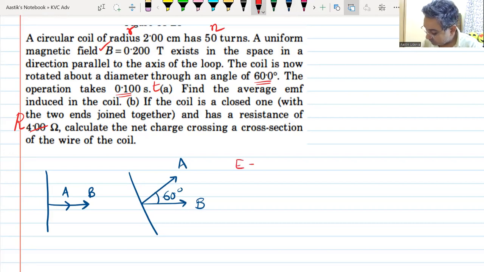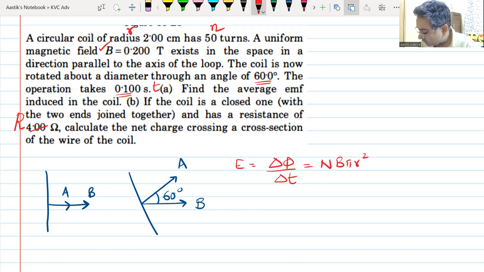So average EMF is total change in flux divided by total time. What is the final flux? N can be taken common. B is also common. A is also common. So N B into pi r square, the final flux is root 3 by 2 minus, minus 1, sir. Cos 60 degree, my dear friends.